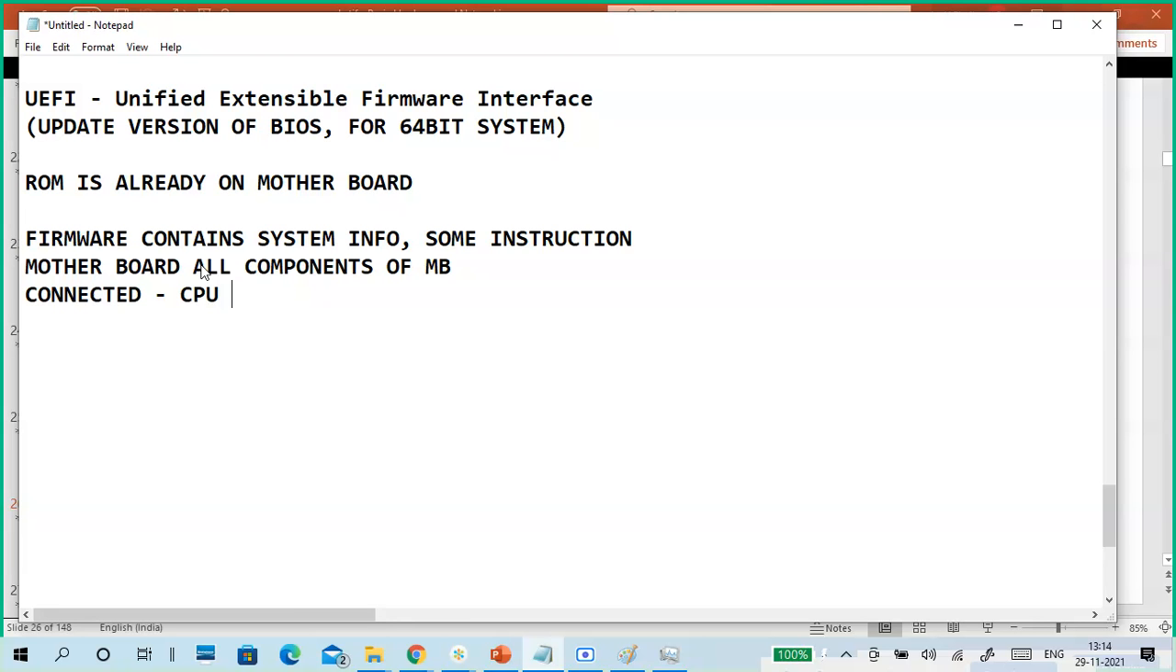Which CPU are you using, i3 or i5? How many cores are there? What is the speed of the CPU? What is the status of the CPU, the working status, like that. RAM.